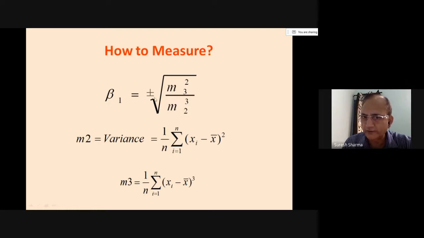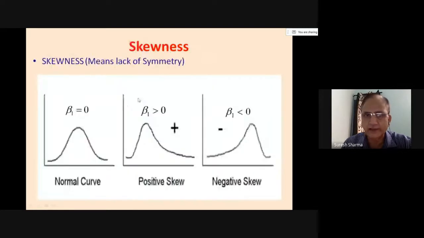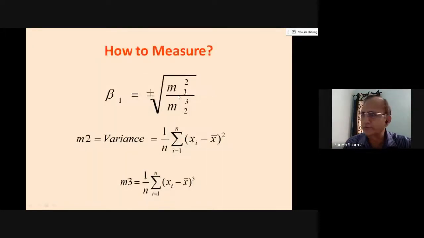Then I have to assign a positive or negative sign depending upon the sign of m3. If the sign of m3 is negative, you put a negative sign in front of this figure. If the sign of m3 is positive, you put a positive sign in front of beta 1. So beta 1 could be greater than 0 if positive, less than 0 if negative, and equal to 0 if symmetrical. If the value of beta 1 computed from this formula comes out to be 0, then I'll say that there is no skewness. It is symmetrical data.